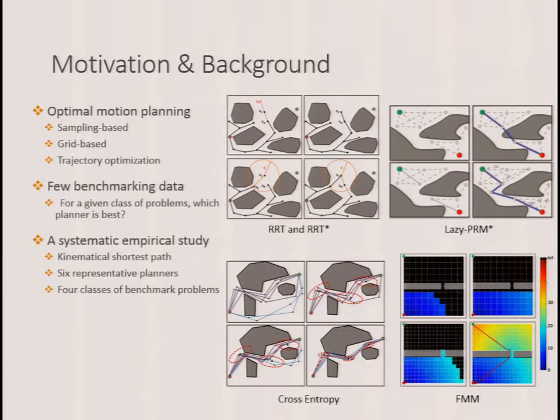In this work, we performed a systematic empirical study on optimal motion planning. We considered the kinematically constrained shortest path problems. Six representative planners are compared on four benchmark classes of problems.